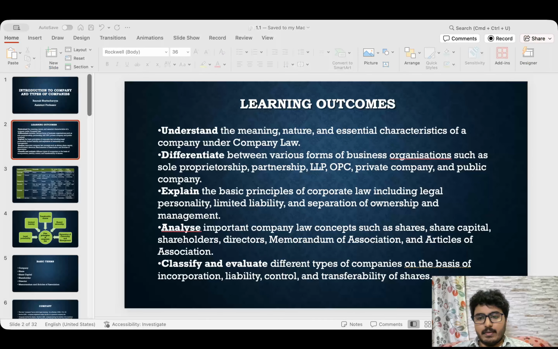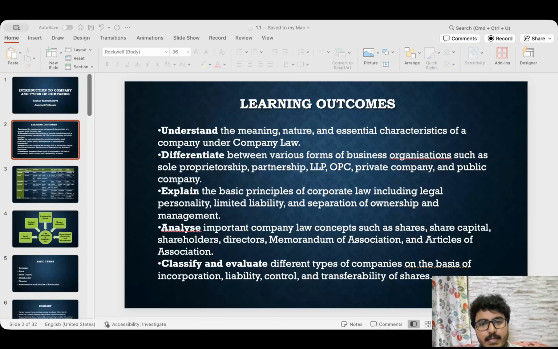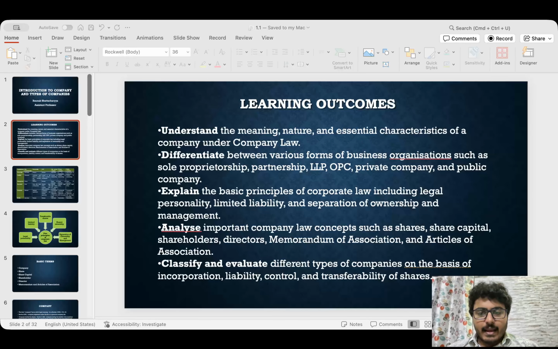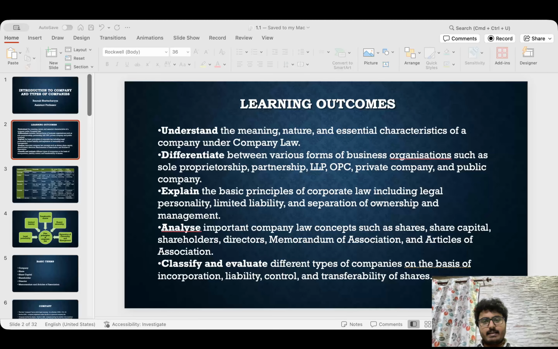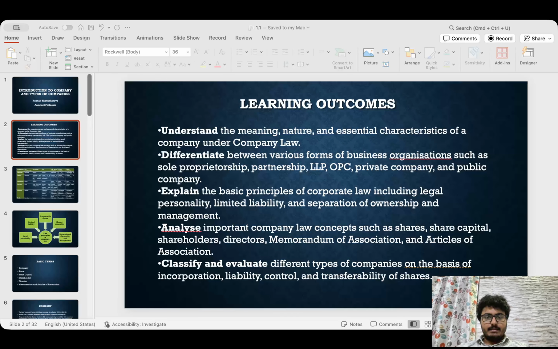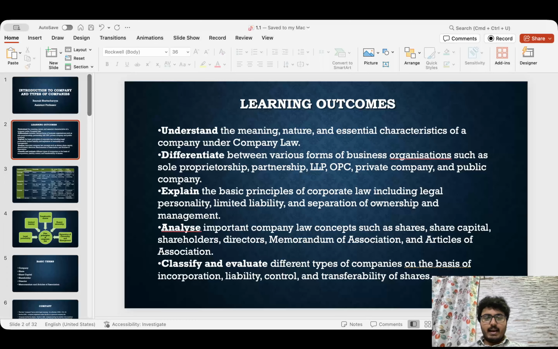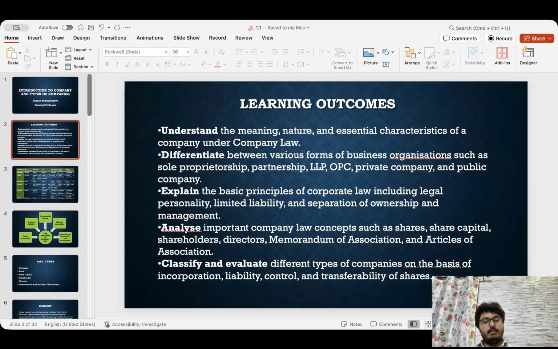Explain the basic principles of corporate law, including the legal personality, limited liability, and the separation of ownership and management, and then analyze the important company law concepts such as the shares, share capital, and the shareholders, directors, memorandum of association, articles of association, and classify and evaluate the different types of companies on the basis of incorporation, liability, control, and the transferability of the shares.